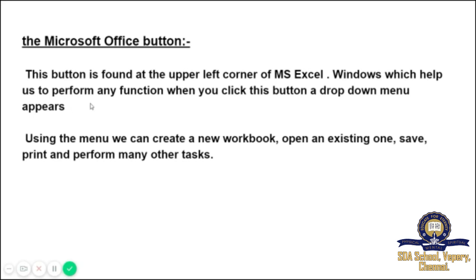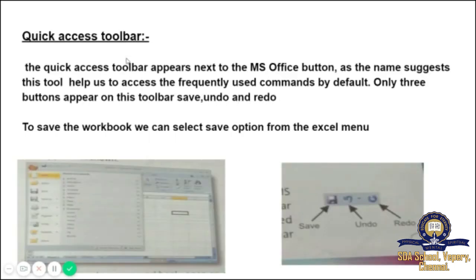Next, the MS Office button. The MS Office button is in the top left side corner. If you click on that button, you will be able to create a new file, open a created file, and save. Then you can take a print. All these options would be available. Next, the quick access toolbar.